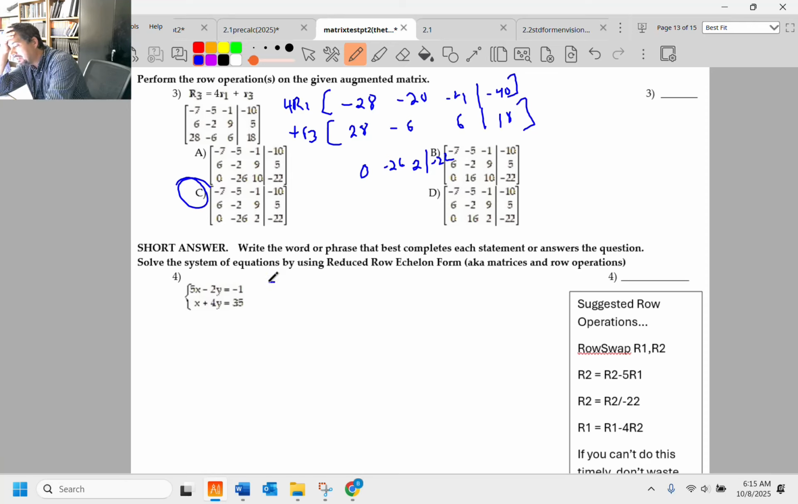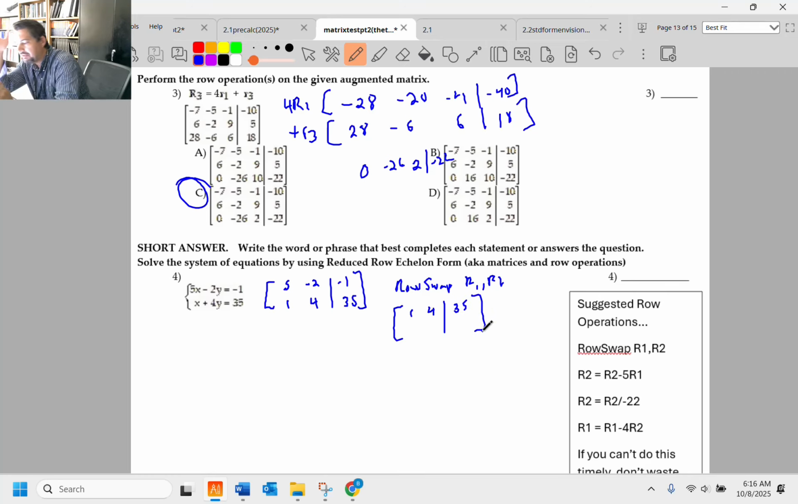So after you write your matrix, which would look like this, it's the augmented matrix. The very first thing I suggested you do was a row swap. So we're going to swap these 2 rows around. The reason I made that suggestion was to get that 1 in the desired place.